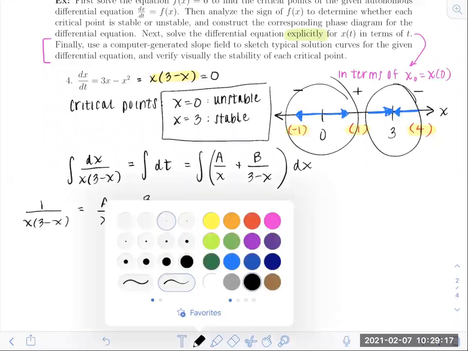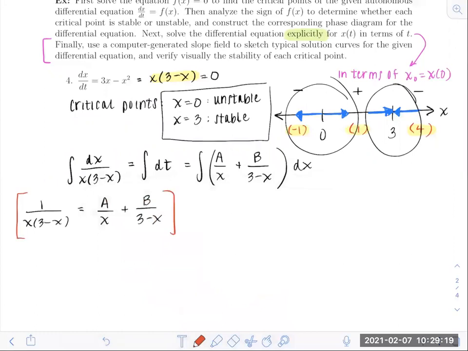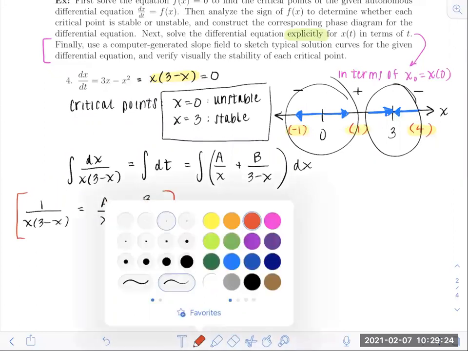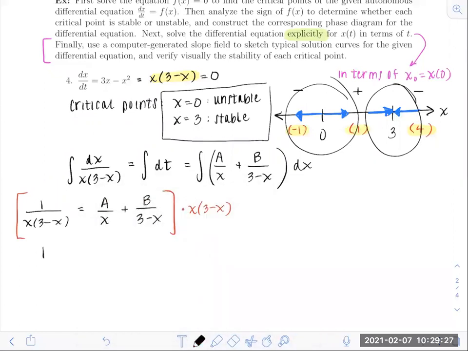Then I can multiply through by the common denominator. So I'm going to multiply by x times 3 minus x. And that reduces this down to 1 equals A times 3 minus x plus B times x. Now we've seen this before, but here again, equality is equality for any x value. So let's pick convenient x values to solve for A and B. And the convenient x values are the roots of your factors, namely x equals 0 and x equals 3, which are just your critical points.